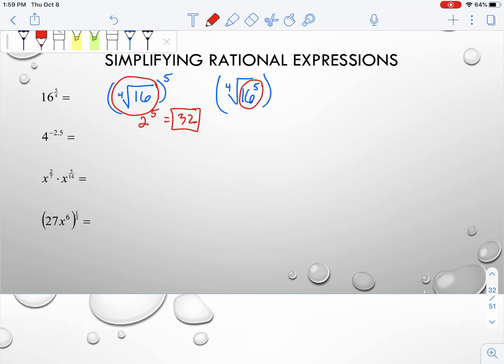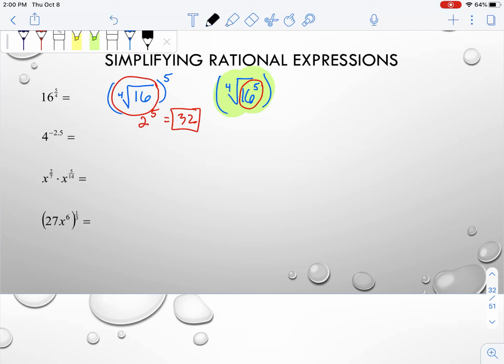If I would do it this way, the second option here in green, I would have to know what 16 to the 5th power is and then know that the 4th root of that becomes 32. I don't know that 32 to the 4th power equals that number. So that's why sometimes it's convenient to have it inside, sometimes it's convenient to have it outside.